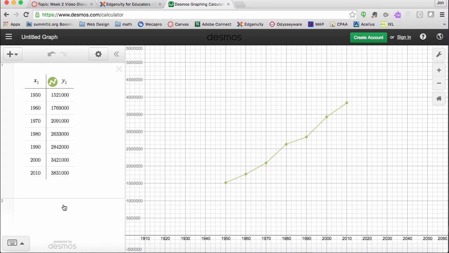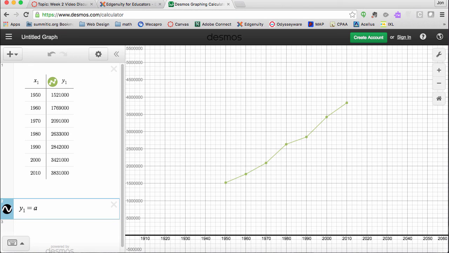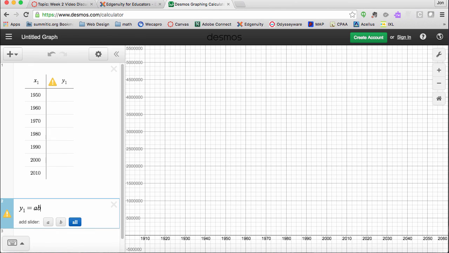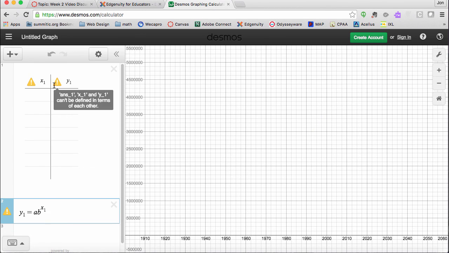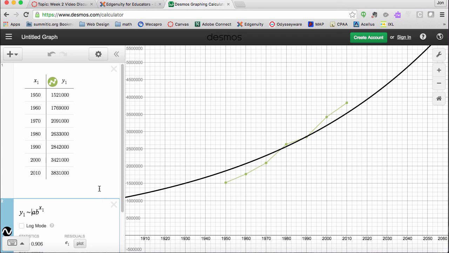All right, the only other one to test would be an exponential. So that is the form y1 equals some starting value, a, times b to the x1 power. So now we're relating, whoops, I can't do equals. I've got to do an approximately equals. There we go. So now we're relating x1 and y1, these two variables, but in an exponential form.